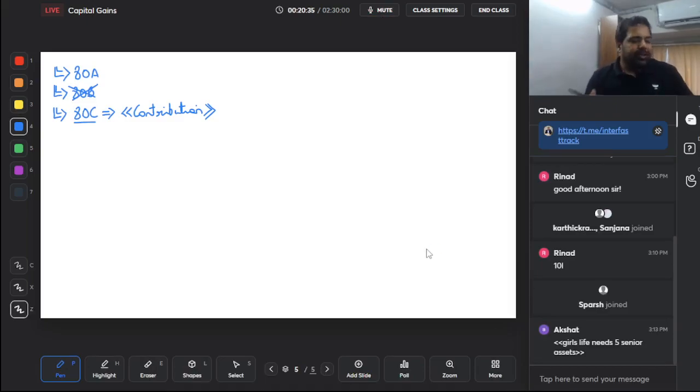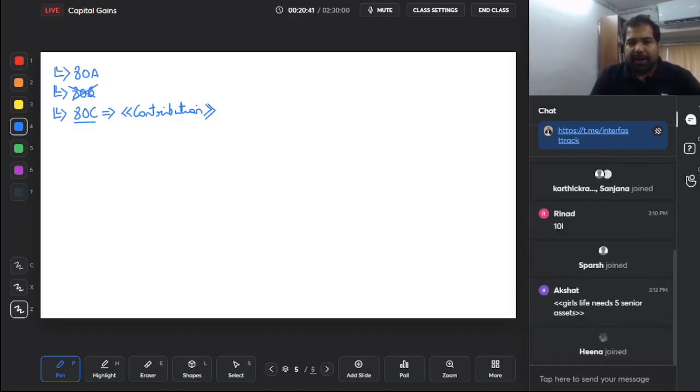Yes. So these are amounts that you contribute. Akshat, absolutely right. So there is a shortcut here for all the contributions that you can have. So here is the shortcut.